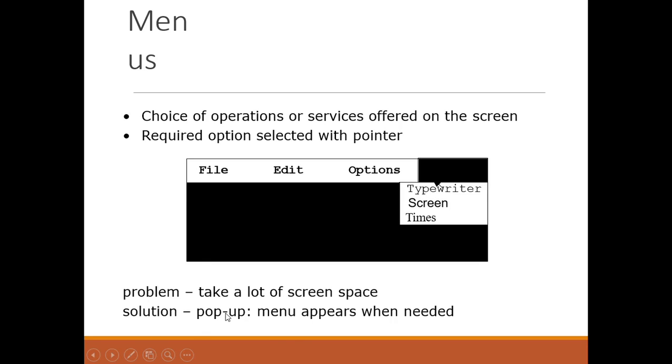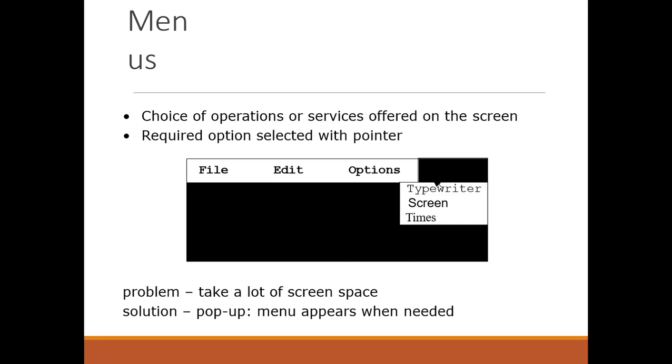Pop-up menu. The menu appears when needed. If it is not required, it does not show. Like a cascading menu, which is a kind of pop-up menu, or you can say that a pull-down menu is also like a pop-up menu. Only these options are available on your screen, file, edit. But if you require further options and you click on one, then only those options will be available. It means it's like a pop-up menu.